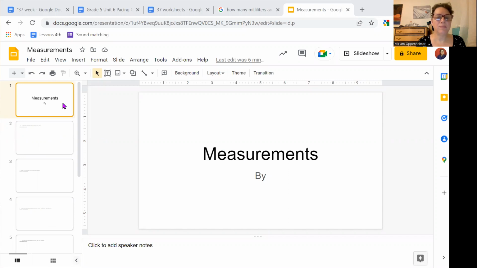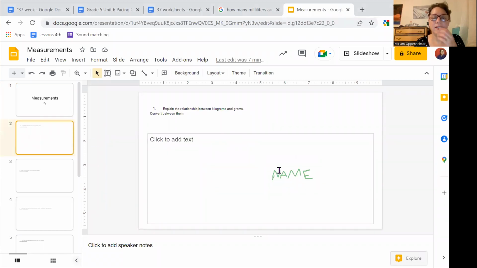And you see it says measurements by. And so right here is where you're going to write your name, right? Write your name on number 1, okay? So don't write "name," write your actual name, okay? Ariani, Christopher, write your name, okay? No problem. Then after that, number 2, it says explain the relationship between kilograms and grams.